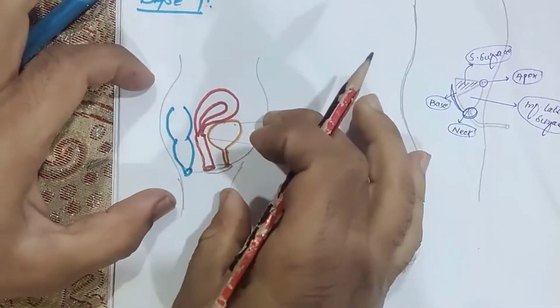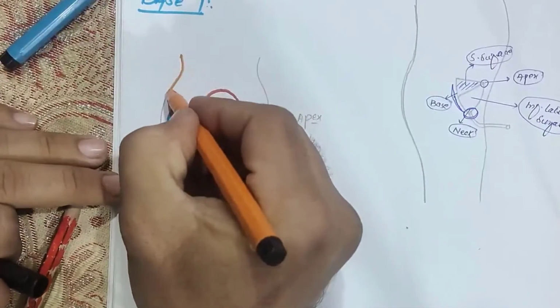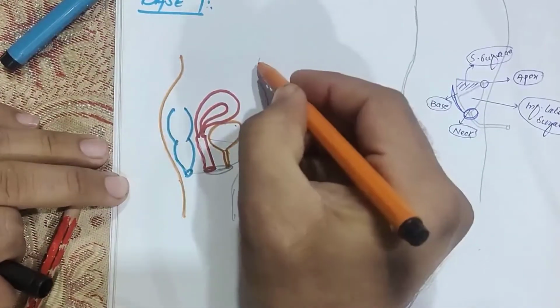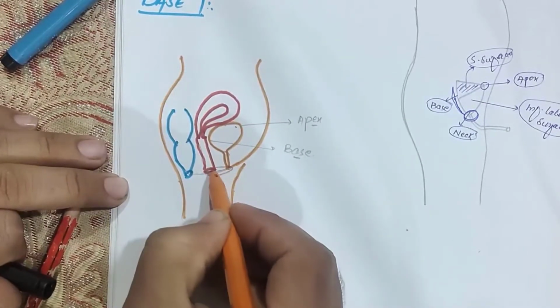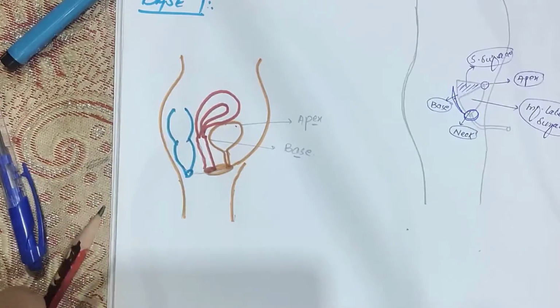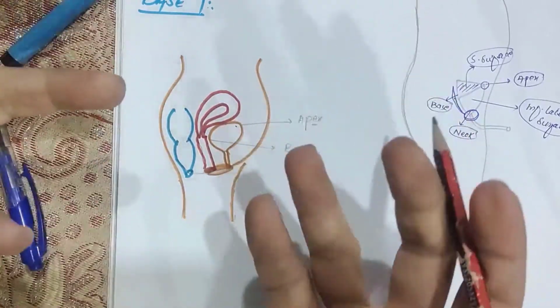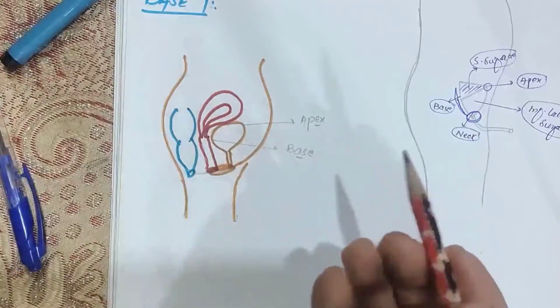Why am I drawing this diagram in front of you? Because I want you to learn how to draw this diagram in a very easy way, and how to learn all the relations of the urinary bladder in the male and in the female, right? If I bring this diagram and keep it in front of you, you will not recognize what these structures are.